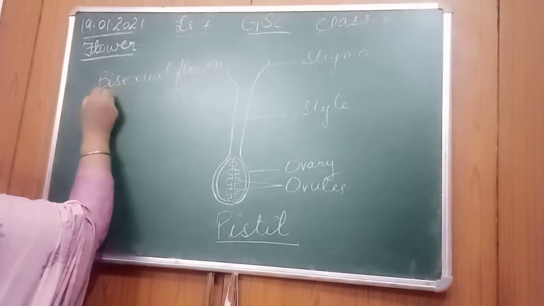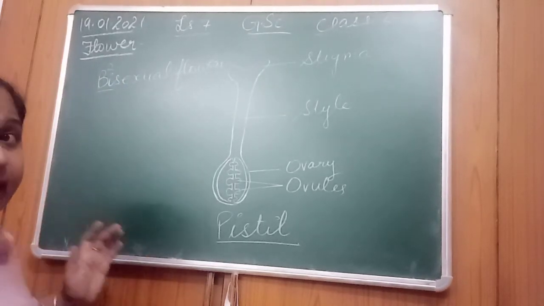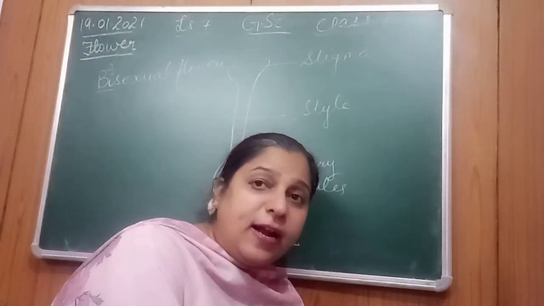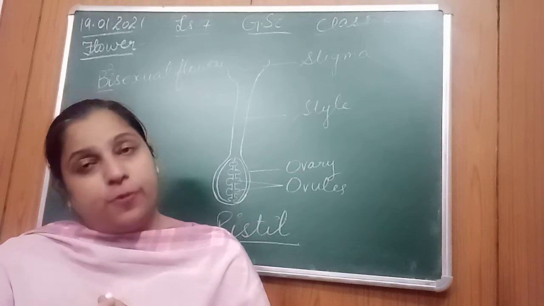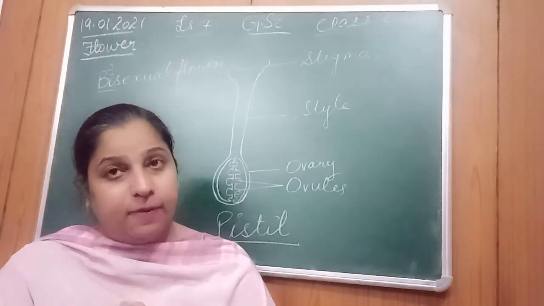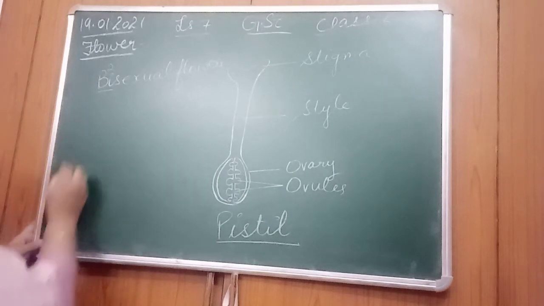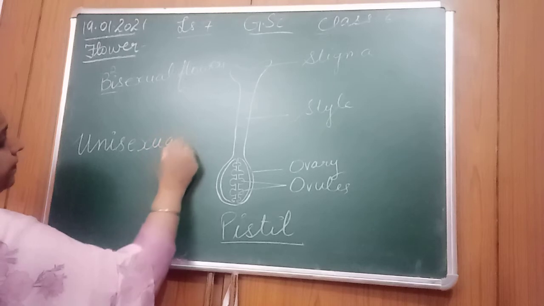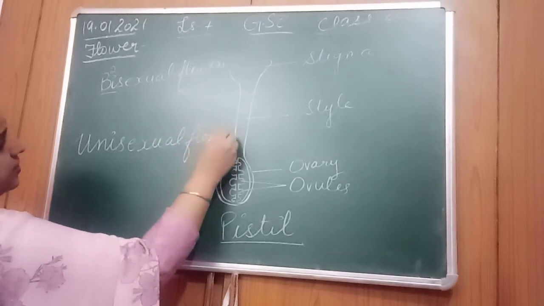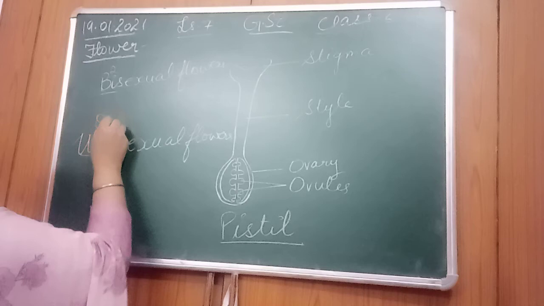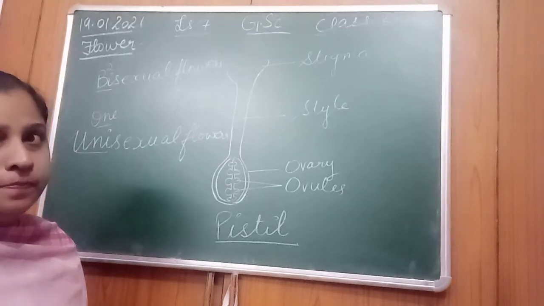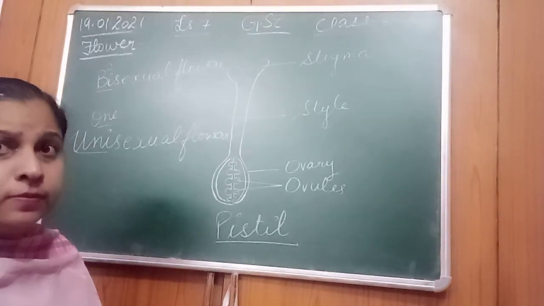Bi means two. There is one more category of flowers in which either there is male reproductive part or there is female reproductive part. दोनों में से एक ही होगा एक flower में. Such flowers are known as unisexual flowers. What do we call them? Unisexual flowers. Uni means one or single, right? Example is cucumber, bottle gourd.